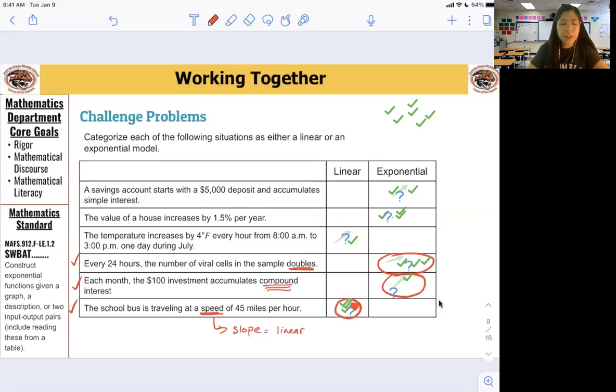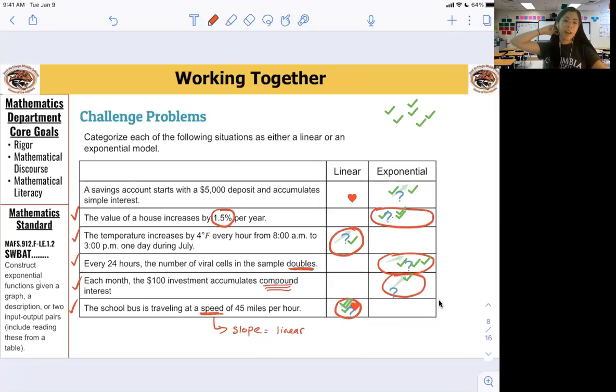Next. Temperature increases by 4 degrees every hour. No, there's no multiplication words, there's no exponents, there's no percentages, so this is linear. Okay, value of a house increases by 1.5%. Percentages are exponential, so that one's good.